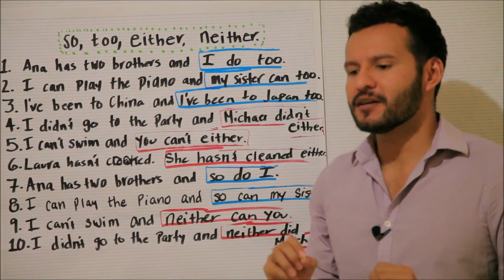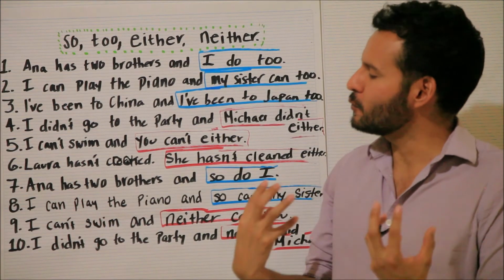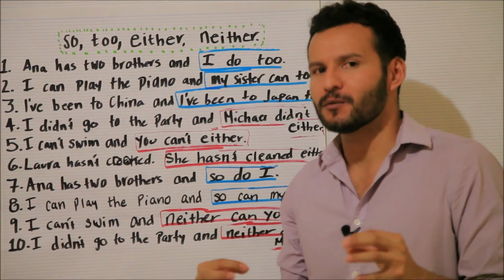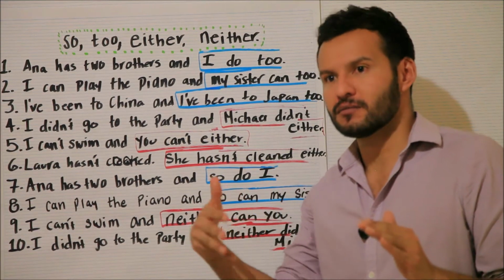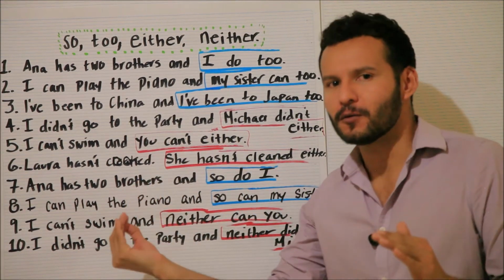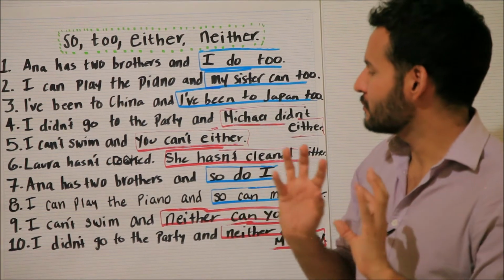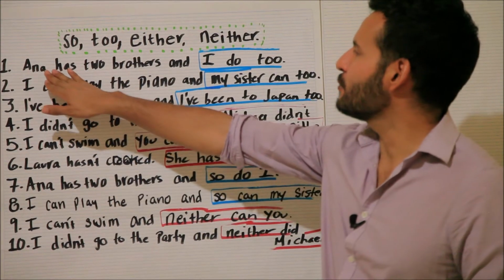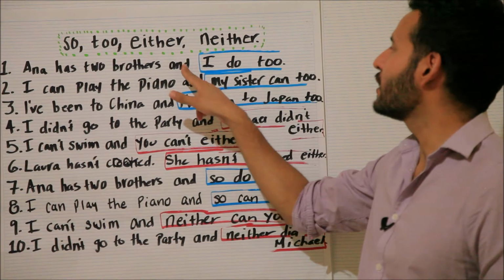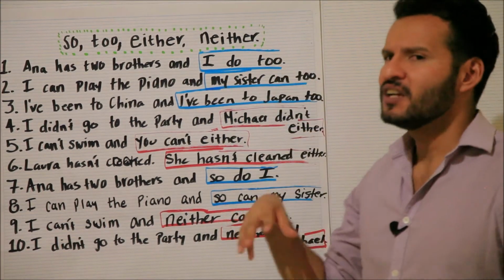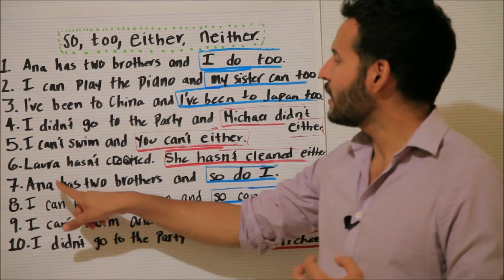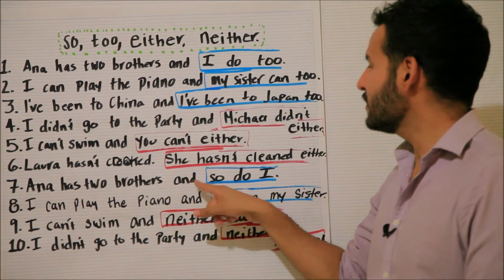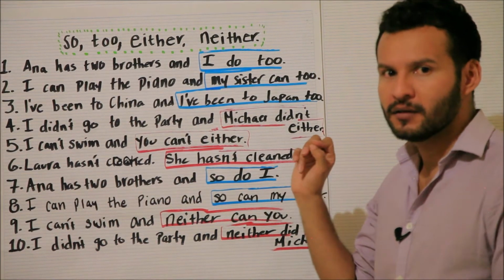But be careful, because we have to be a little bit more strict when we use the word so. There's a particular structure that you need to use with the word so. And to show you, let's look at the first example again. Anna has two brothers and I do too. I can emphasize the similarity again using the word so, Anna has two brothers, and so do I.